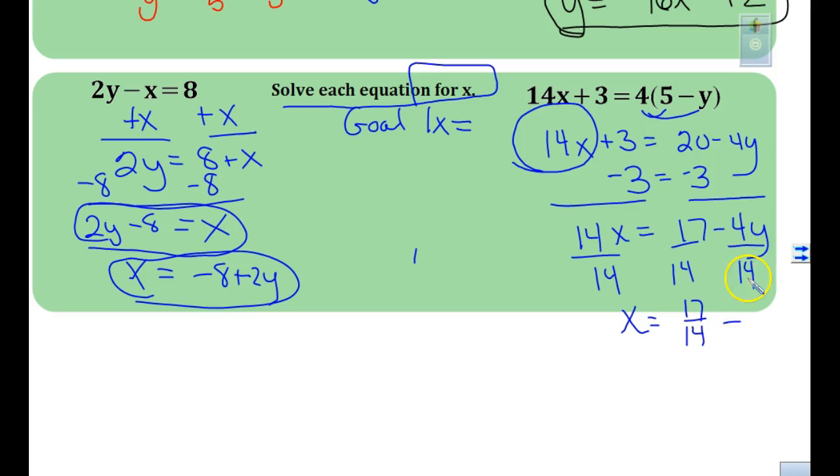Minus, can we simplify 4 over 14? Yes, 2 goes into both of them. 2y over 7. Now, I'd probably take off a half point if you didn't simplify, but I will be looking for you to simplify. Okay?